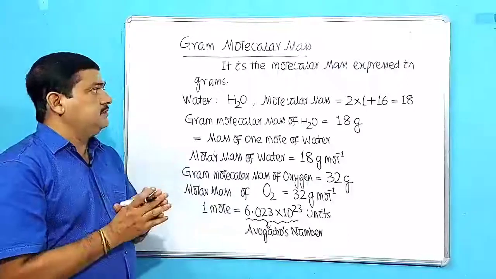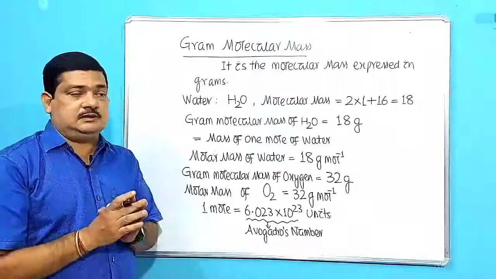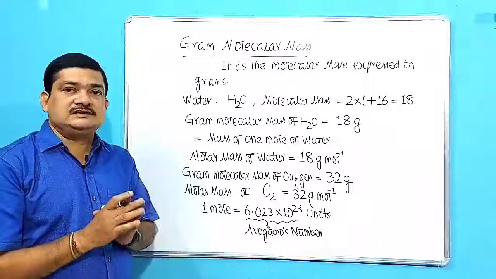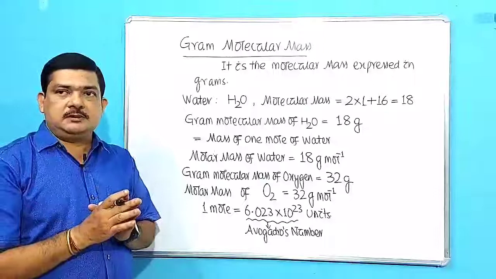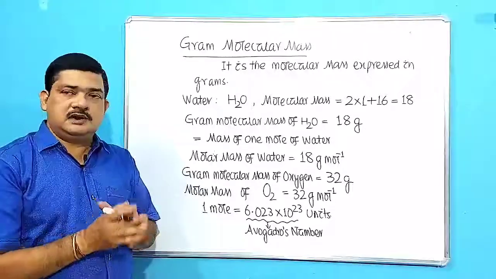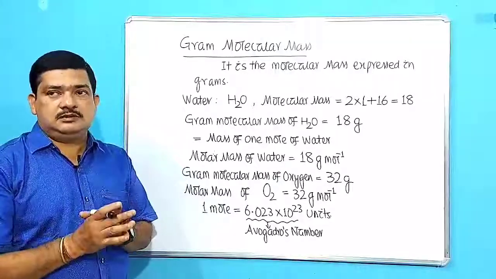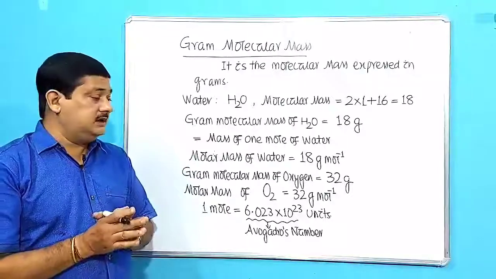For the time being, remember gram molecular mass is molecular mass expressed in grams. Molar mass is the mass of 1 mole of that substance. So the unit of gram molecular mass will be grams, and the unit of molar mass will be gram per mole. That is the difference you have to remember.